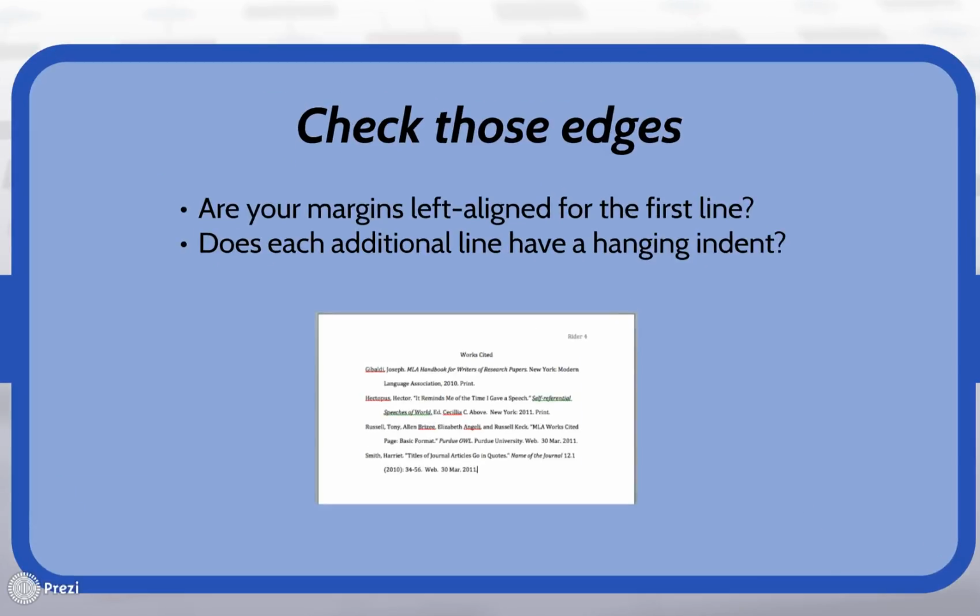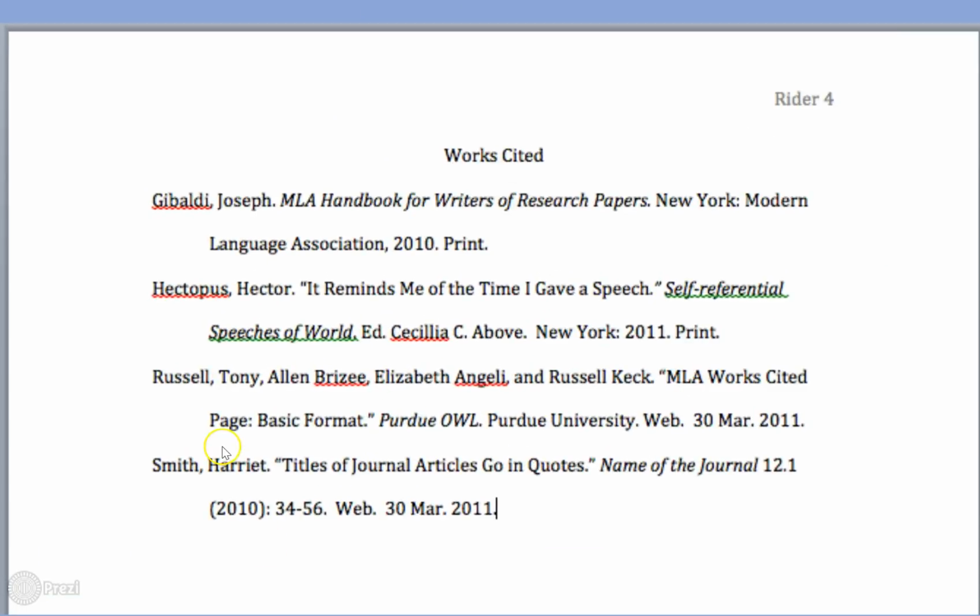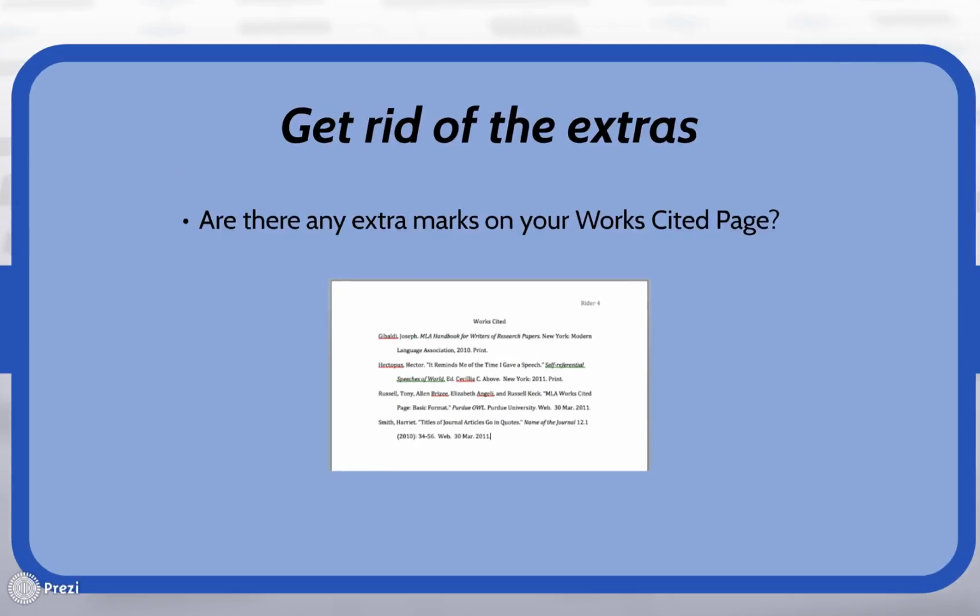Look at my edges. How are my margins? And did I do the hanging indent? Well, all right, looks good. I'm left aligned here. So only my author's names are all the way over on the margin. And then, look, my hanging indent is perfect. I've indented each one.